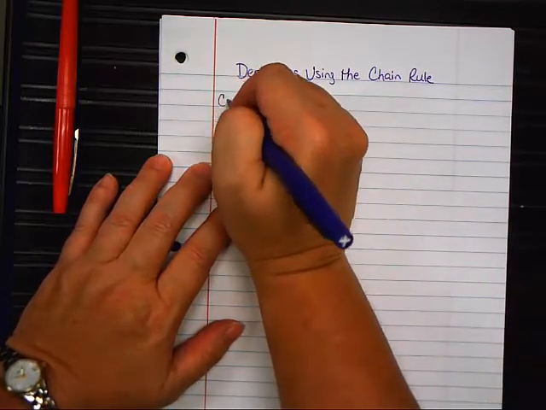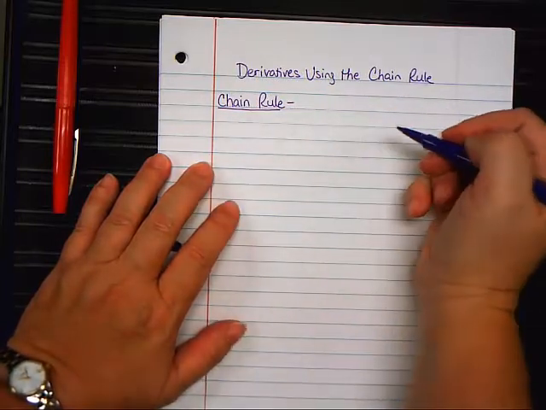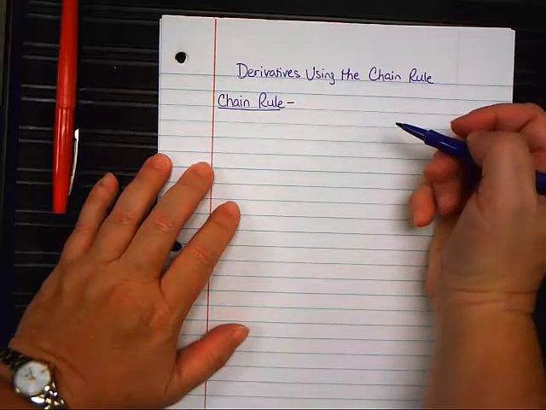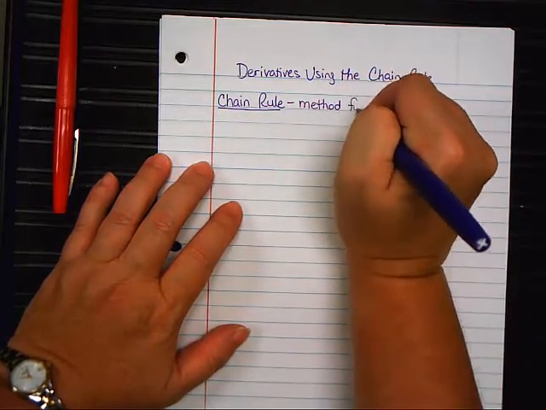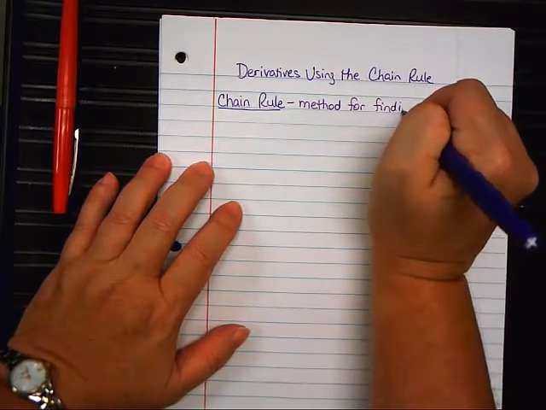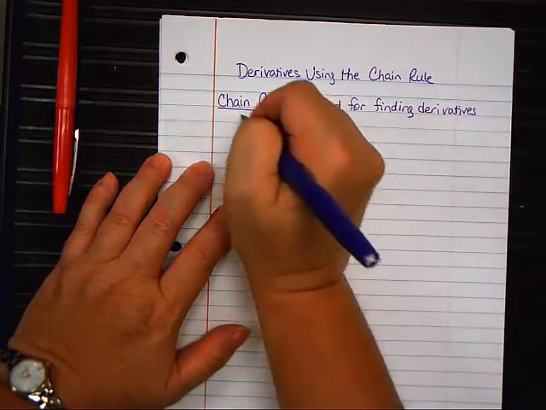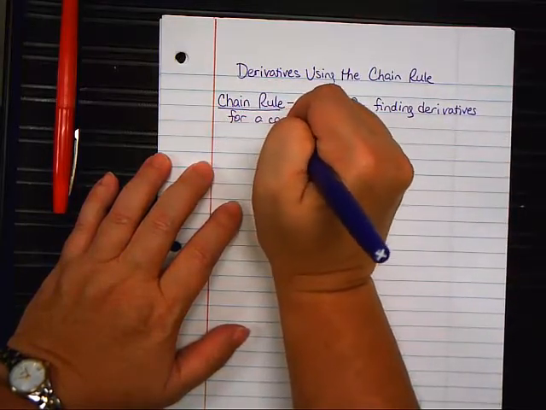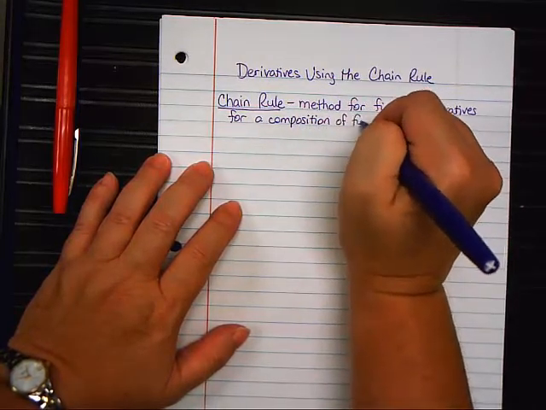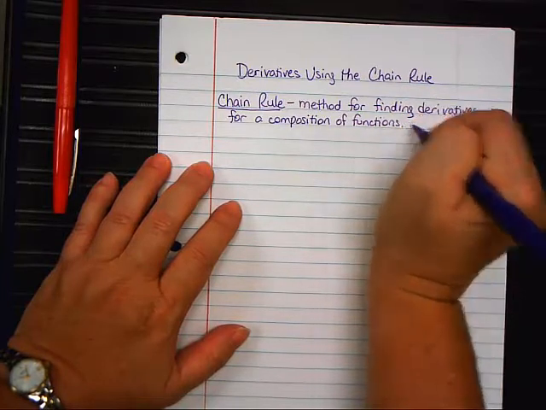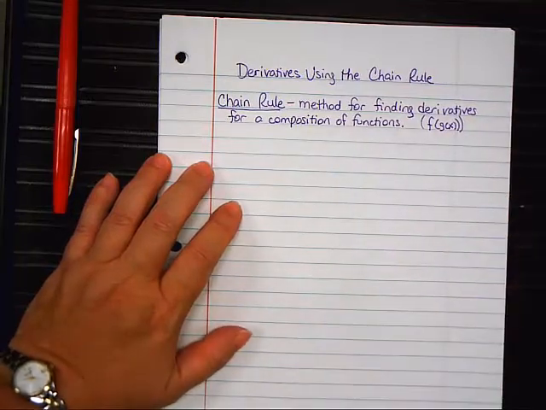Now, let me define it in words first, then we're going to do a little bit of review, and then we're going on to what exactly the chain rule is and how it works. Okay, the chain rule is a method for finding derivatives for composition of functions. And that's the situation of f of g of x. And we did that last year in pre-cal.